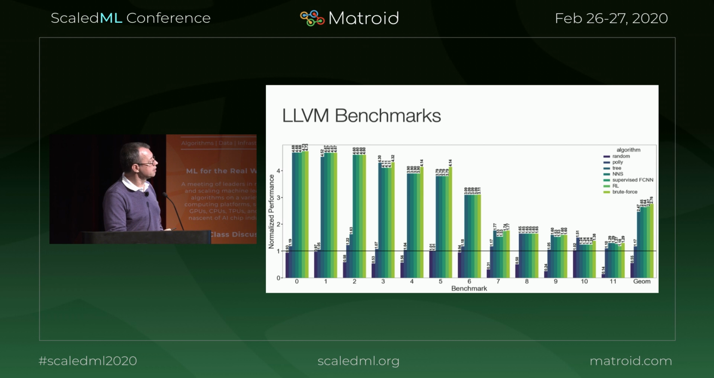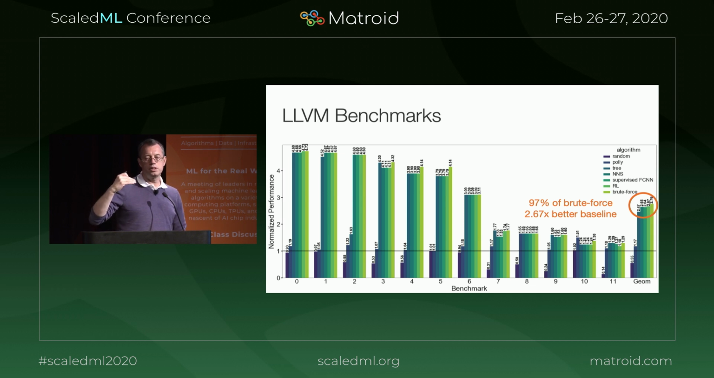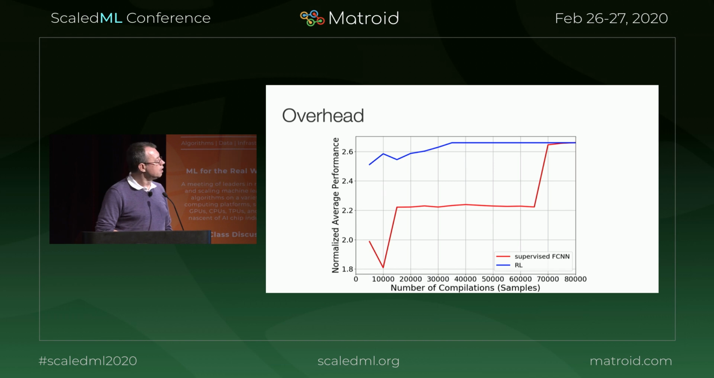So how is it doing? This is some LLVM benchmarks. You see the differences are small here, and this is a bunch of other baselines. The summary is that we are at 97%, only 3% lower than the brute force. Compared with the baseline, which is minus 0.3, we are doing 2.6 better. And here is what I was talking about: this is the number of compilations or samples we need to get these good results. This is a normalized average performance. Remember, it was 2.6 compared with the baseline.